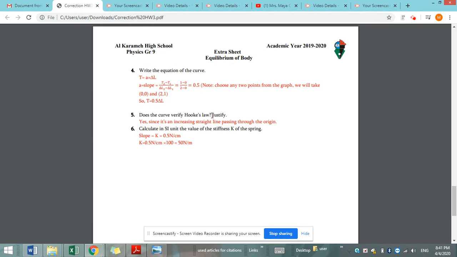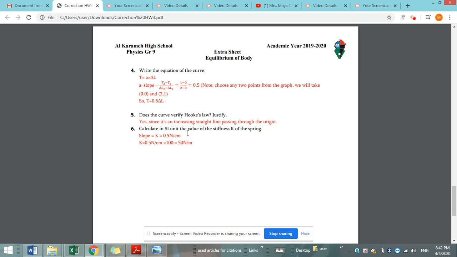Does the curve verify Hooke's law? Justify. Yes, since it is an increasing straight line passing through the origin. If it were not passing through the origin, it would be wrong; if it were not increasing, it would be wrong. It must be an increasing straight line passing through the origin.